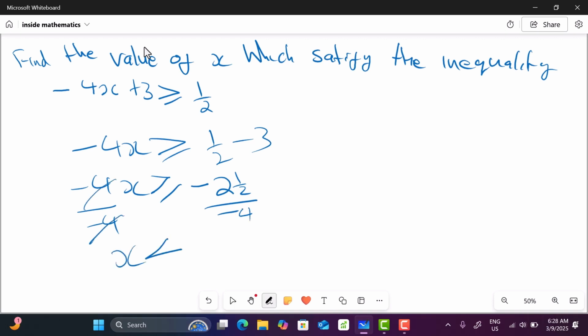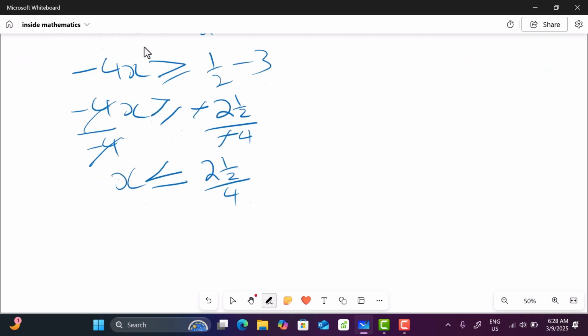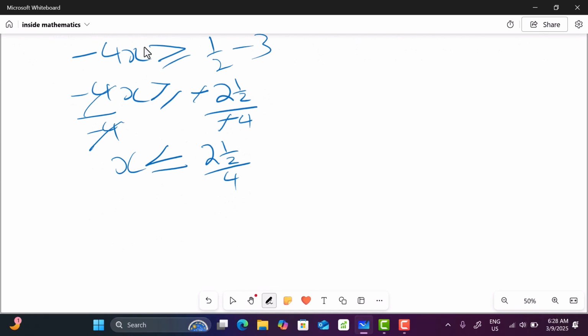x is now less than or equal to. When you divide by a negative, the sign always changes. Then we divide the negative signs, we get 2.5 over 4. If you are to simplify this, 2.5 is nothing but 5 over 2.